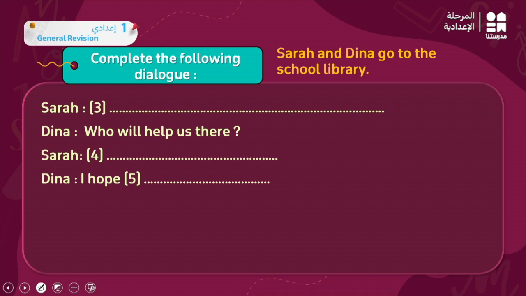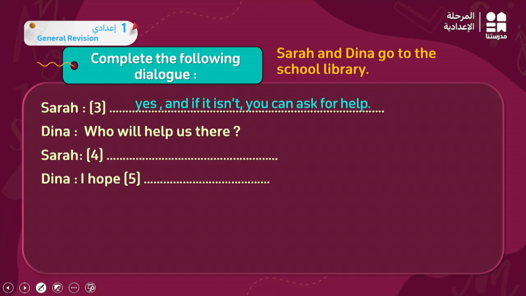The reply came from Sarah by saying, yes, it's easy, and if it's not, you can ask for help. Okay, I added the part "if it's not, you can ask for help" because afterwards Dina asks who will help us there. So this part has to be placed in Sarah's reply. Then Sarah will reply, the librarian, the person who works in the library.